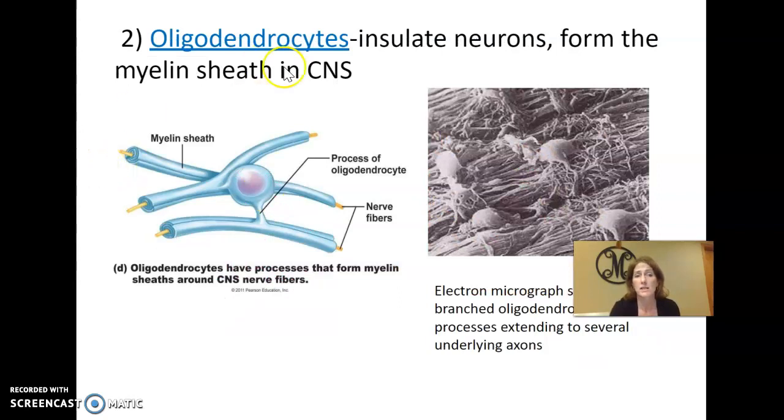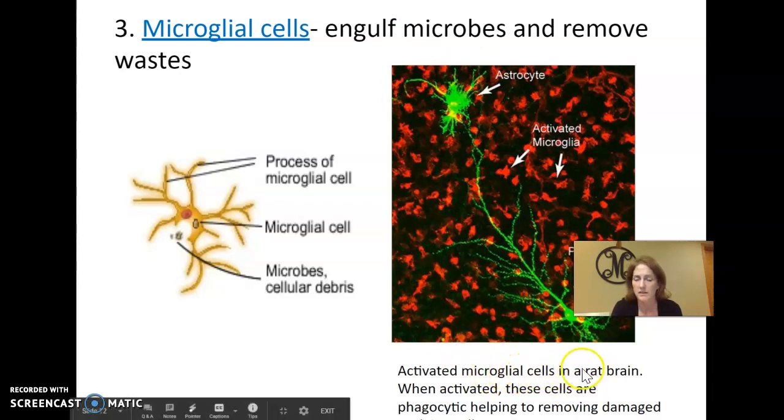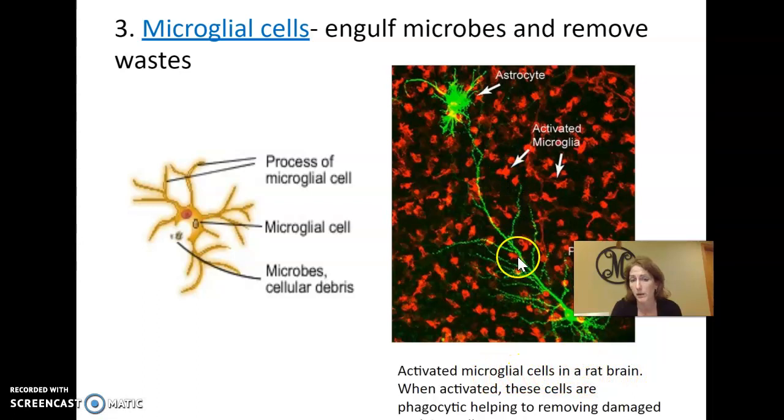Another one is an oligodendrocyte. These are going to insulate neurons with the myelin sheath. They're actually going to create the myelin sheath in the central nervous system. A different type of cell creates it in the PNS. You have microglial cells. These cells are going to help remove waste. They're going to engulf microbes. Here's a picture of microglial cells in a rat brain. You have an astrocyte up here and then these little microglial cells.